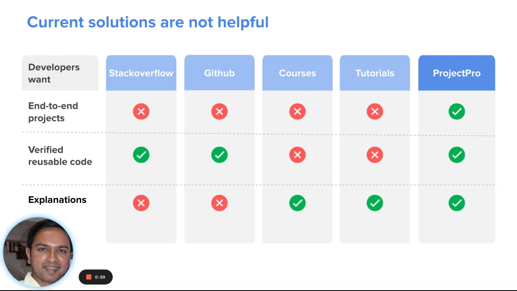If you are a practitioner, meaning if you're a data scientist or a big data engineer, if you're stuck on a problem at work, you probably go to Stack Overflow, GitHub, Kaggle, or you probably go to various Medium blogs, but you'll almost never find complete end-to-end solved enterprise-grade project solutions. And even if you come across something, you will not find verified, tested, reusable code, and you almost never will find easy-to-understand explanations.